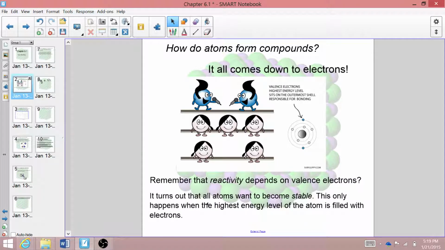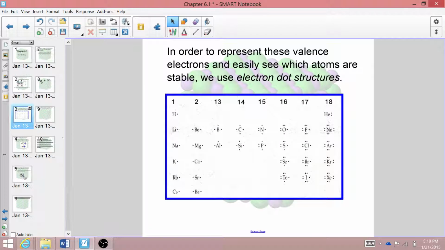It turns out that all atoms want to become stable, meaning they want their outer shell to be filled with electrons. But this only happens when they have the correct number of electrons. And it turns out that magic number is 8. So if we take a look at the noble gases over here, neon, argon, krypton, xenon, all of these are very unreactive elements. They very, very rarely form compounds with other atoms, meaning they very rarely form bonds with other atoms. And that's because they have 8 valence electrons in their atoms. They have 8 electrons in their outer shells.